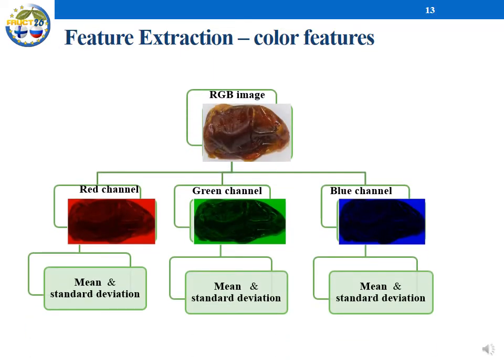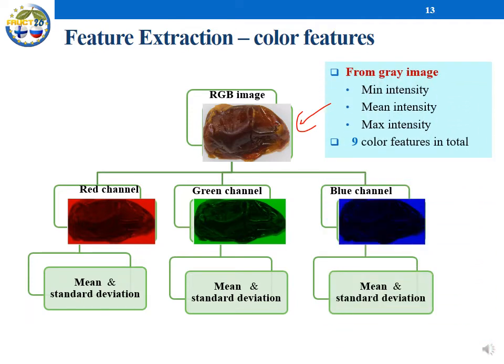For color feature extraction, we start with the original color image. We separate the channels, so the RGB color channels become independent, and then for every channel we do some calculations to extract features. These features are the mean, the minimum, and maximum intensity. Then for the 3 channels in total we have 9 features, in addition to the standard deviation.